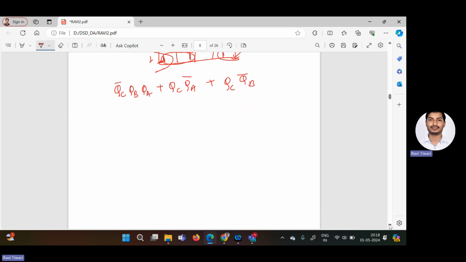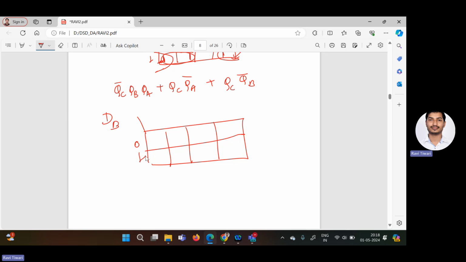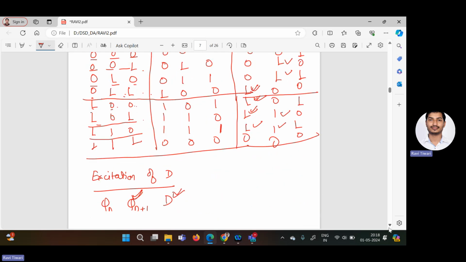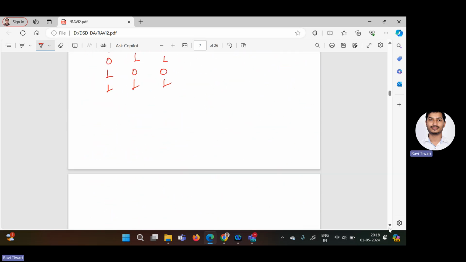Now we have to see what will be the expression for DB. For DB, again, we have to make a 3 variable K-map like this. This is 0, 1, this side I'm taking QC, this side QB, QA. This is 0, 0, 0, 1, 1, 1, 1, 0. Now we have to fill the value wherever DB is equal to 1. So here it's 1 for 0, 0, 1. It's 1 for 0, 1, 0. And again it's 1 for 1, 0, 1, and again 1 for 1, 1, 0. So here I am writing it and filling the K-map.